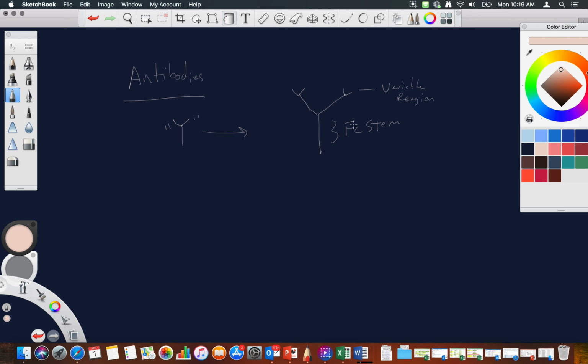The antibodies are part of the adaptive immune system, so this variable region interacts specifically to an antigen shape. So again, an antigen can be a virus, a bacteria, fungi, things like that. Very much in a lock and key type theory. So that variable region would recognize something specific on the antigen and attach to it.